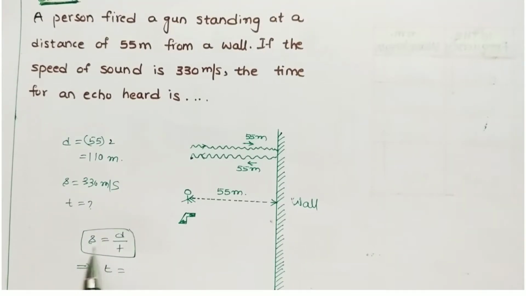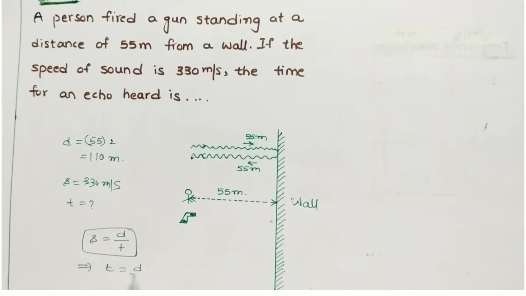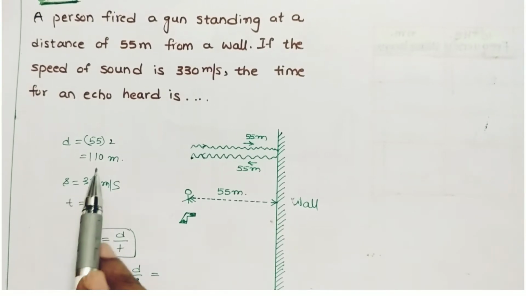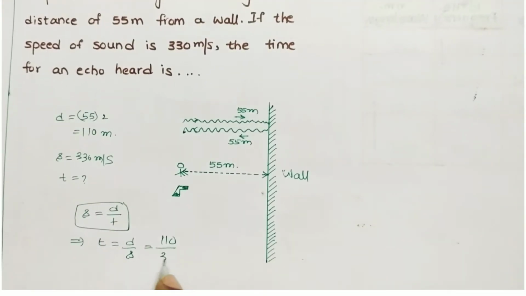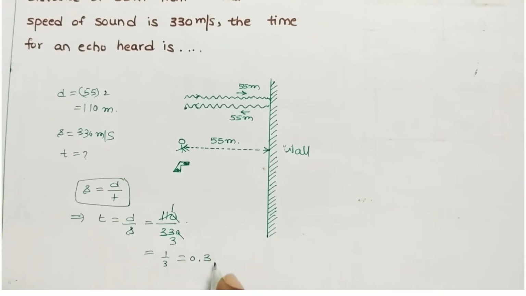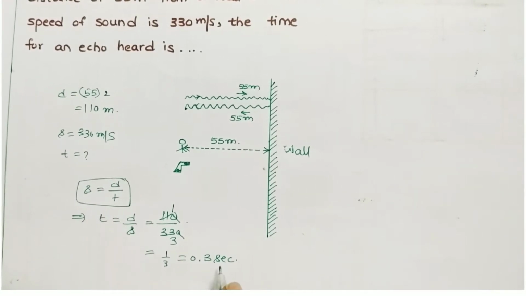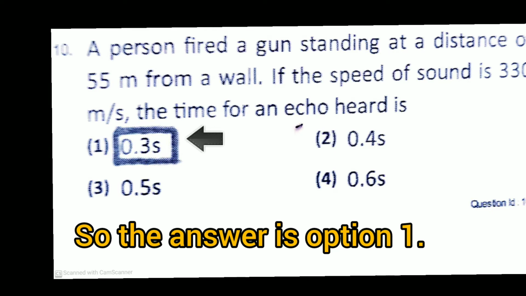We have the formula that speed is equal to distance by time. Here we have the distance and speed, and we have to calculate the time. So from this formula, time is equal to distance by speed, which is 110 meters divided by 330 meters per second. The zero and zero cancel, and it is 11 by 33, which is 1 by 3, equal to 0.3. Since it is time, the unit is seconds. So the answer is 0.3 seconds, which is option 1.